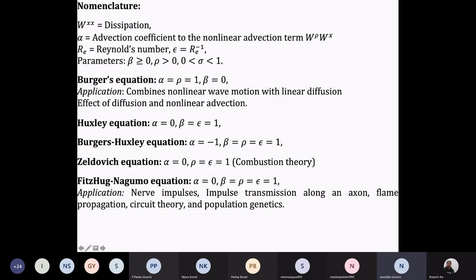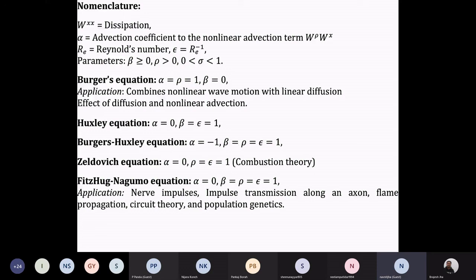By taking different values of parameters alpha, rho, and beta, it gives you different equations. For alpha, rho equal to 1 and beta equal to 0, it is basically Burgers equation. For different values, it is Huxley. Again, for different values, it is Burgers-Huxley, Zeldovich, Fitzhugh-Nagumo equation, and so on. These comprise a large class of equations in one mathematical formulation.